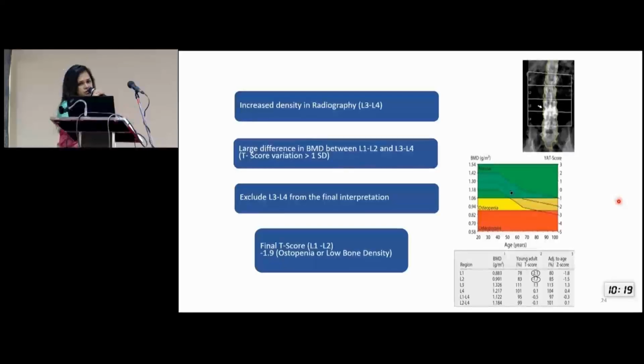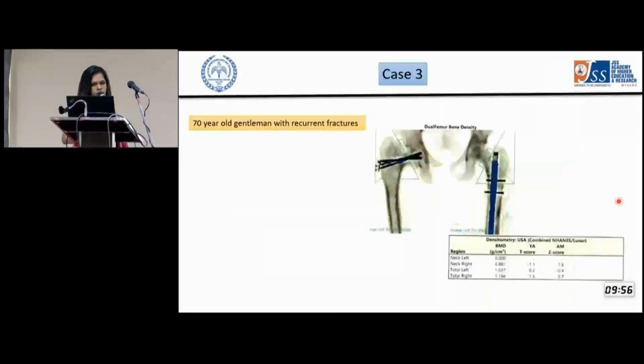So there is a large difference in BMD between the L1 and L2 and also the L3 and L4. The T-score variation is more than 1 standard deviation. So you exclude L3 and L4 from the final interpretation here, and you take the final T-score from L1 and L2, so that is minus 2.1 and minus 1.7, and the final T-score here will be minus 1.9. So this is how you interpret at the spine.